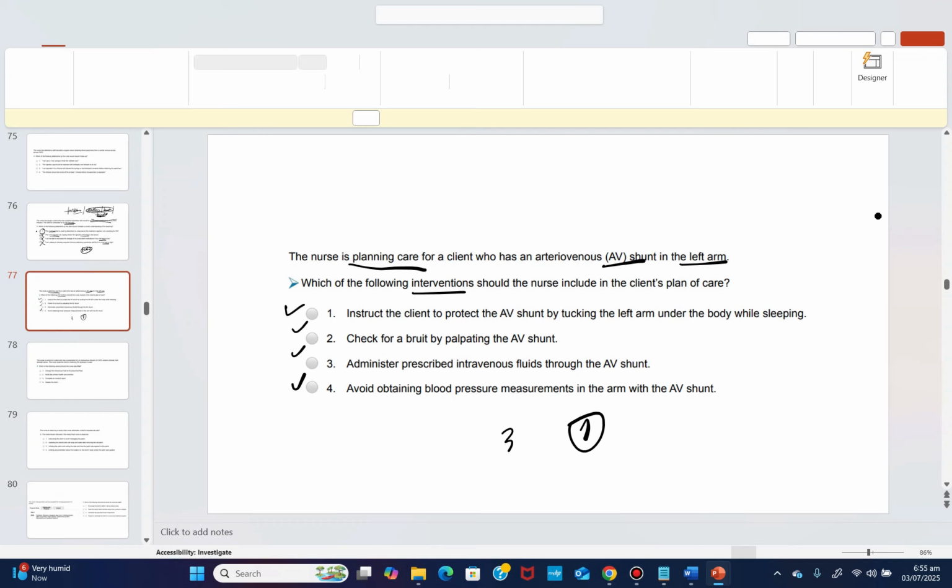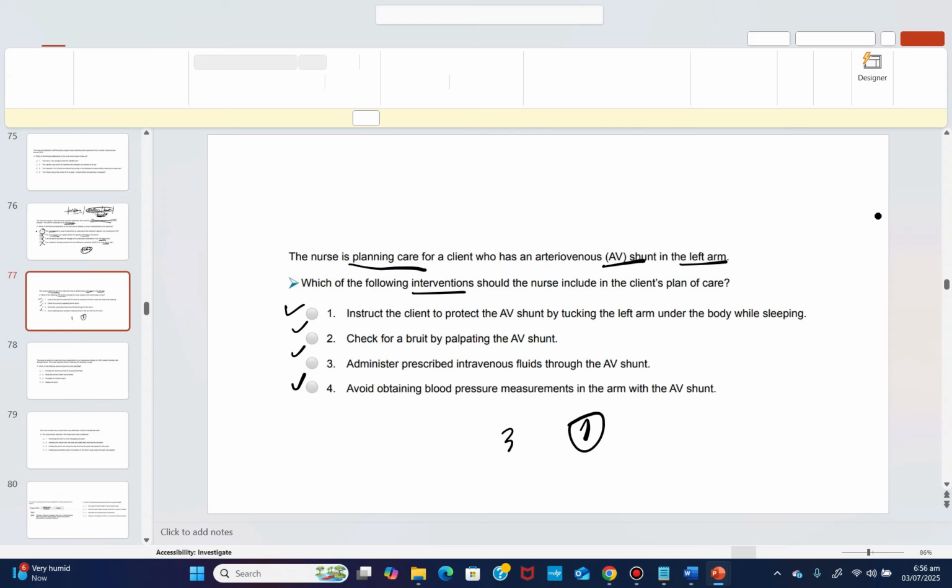You are definitely a brilliant nurse. So let's do this. Now read alongside with me. Now instruct the client to protect the AV shunt by tucking the left arm under the body while sleeping. What do you feel is wrong about that statement?